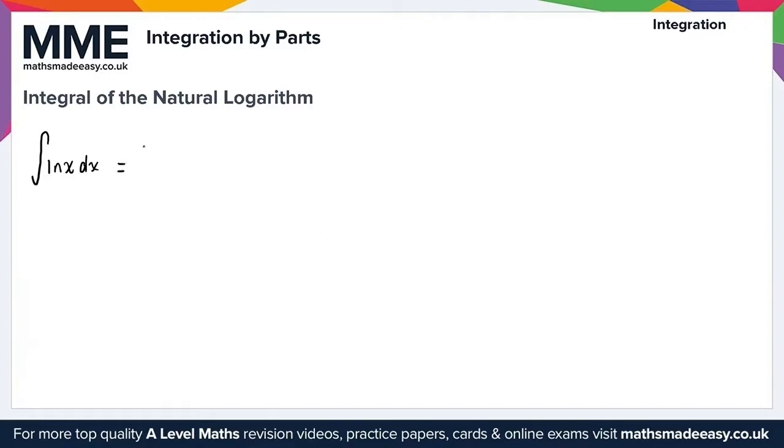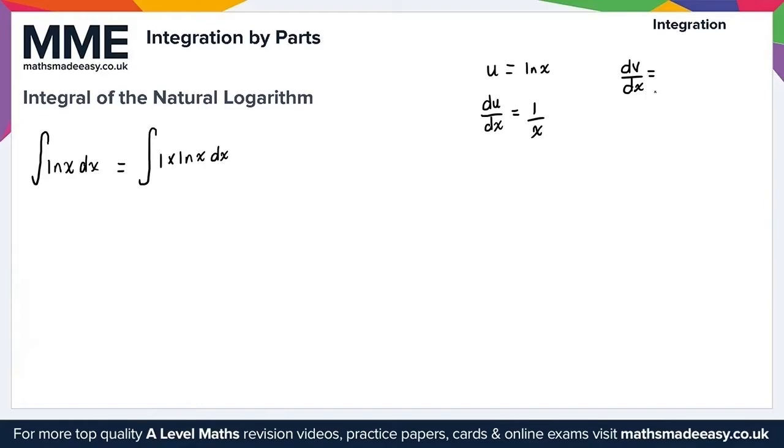So in that case, we can write this integral as the integral of 1 times the natural logarithm of x. And now we can go on to use integration by parts. So what we need to do here is choose u, and we need to choose dv by dx. Well, here, we need to choose u as the natural logarithm of x. So u is ln x. If we differentiate this with respect to x, we simply get 1 over x, so 1 over x for the differential of u with respect to x.